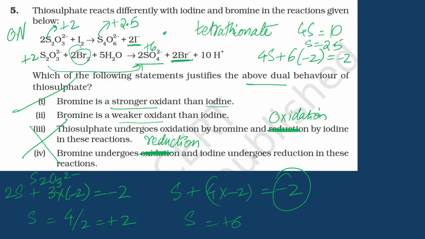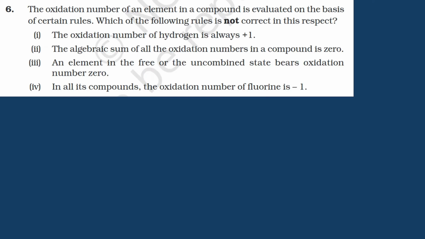All right, I'm going to go back and we're going to move on to the next question. Question number 6. The oxidation number of an element in a compound is evaluated on the basis of certain rules. This one's easy. Which of the following is not correct in this respect? Oxidation number of hydrogen is always 1. Algebraic sum of oxidation numbers is 0. An element in the free or uncombined state bears oxidation number of 0. In all its compounds, oxidation number of fluorine is -1.